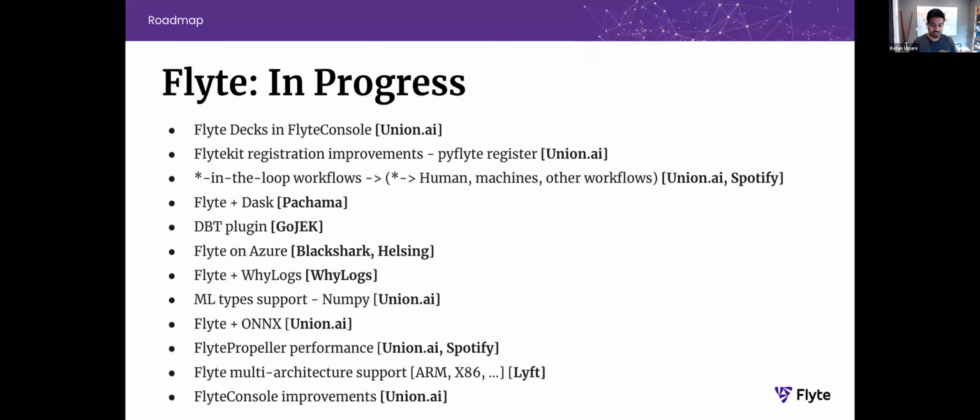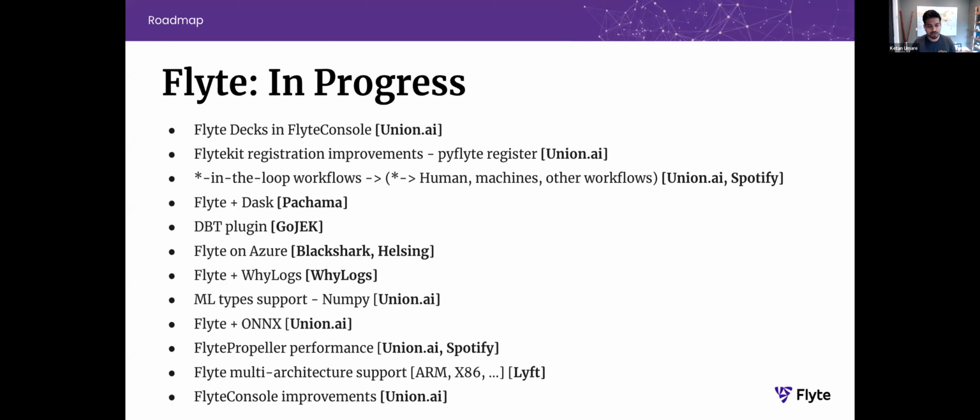Another one is Flyte on Azure. I just got an update today. Black Shark, Nick and team, actually Steph from Black Shark, had it working on Azure. They found issues with the FSSpec library, so they actually rebuilt the data layer. And I think Helsing.ai is another one that's working with them. Flyte plus whylogs. This is if you want to get more visualizations and visibility into data distributions, etc. So that's where whylogs is working on this part.